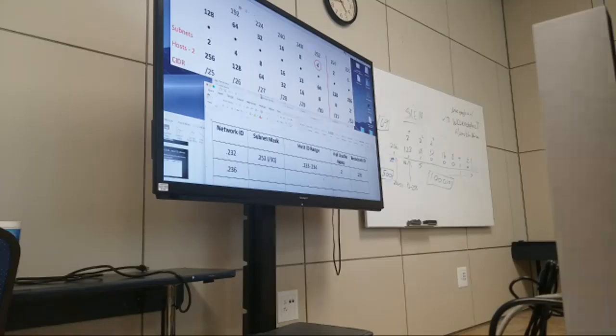I know we did this in class. Yeah, I had everything right except for subtracting 1. Yeah, me too, except for subtracting one. I wasn't counting the 0 network.